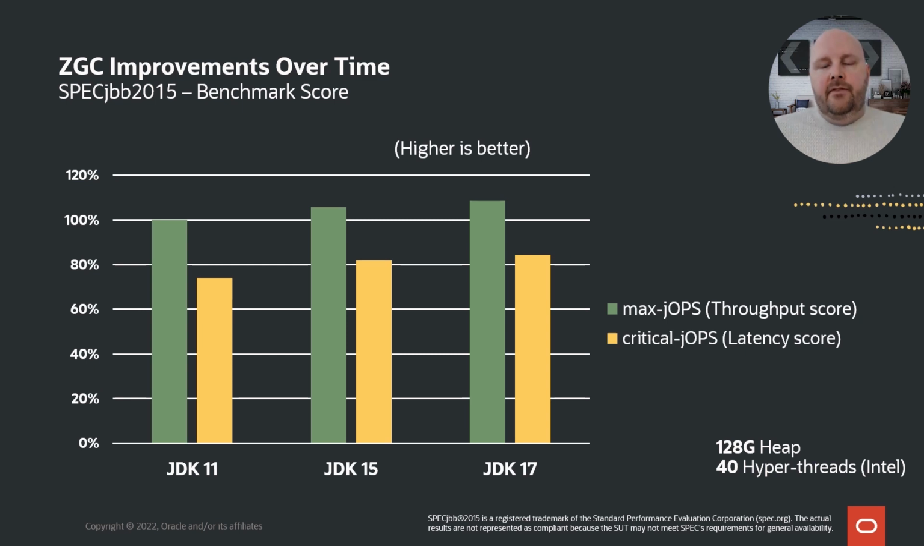Here we see ZGC improvements over time. As I mentioned, ZGC initially came into JDK 11, and it has improved since then for every release. And here we can see, roughly, these scores have improved by about 10% or so.